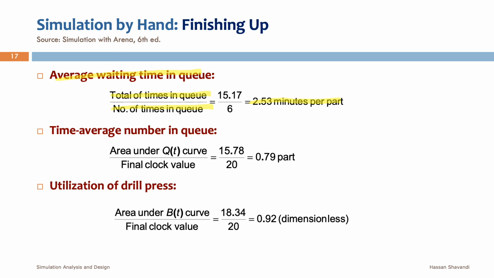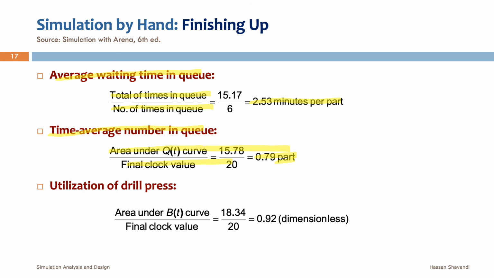The time average number in queue we can again calculate by dividing the area under the QT curve by the final clock value, which is 20 here, which gives 0.79 part. This means that we expect to see 0.79 part in the line on average over time.